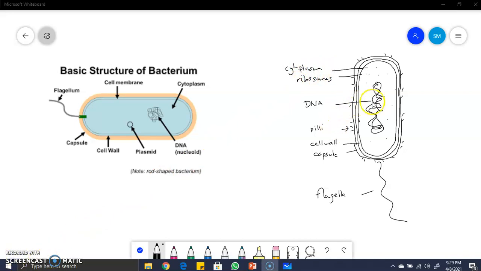Right, so all you need to be able to do is draw a very simple diagram of a bacterium cell, as well as label it with these 7 different parts of its structure.